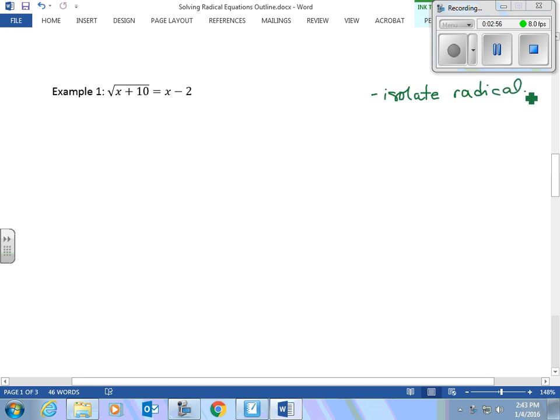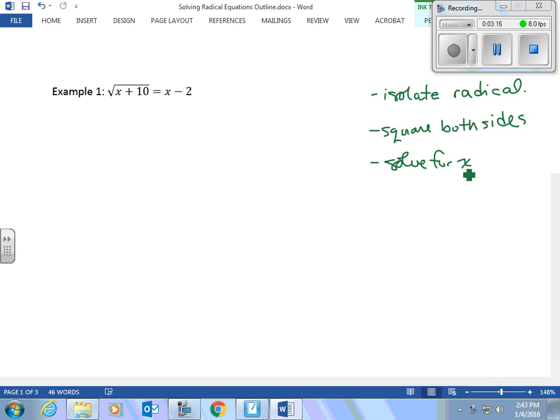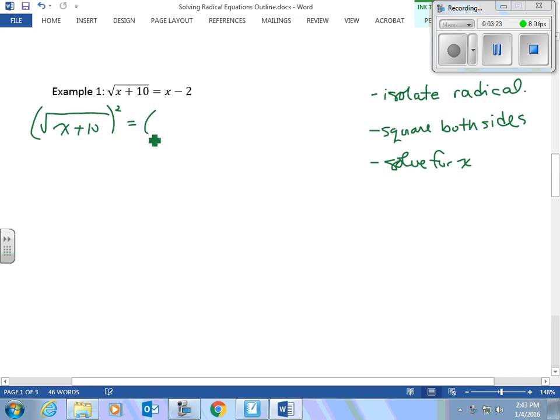Then we will square both sides of the equation. And then we'll solve for x. And if necessary, we will repeat. So let's take a look at this example. If I have the square root of x plus 10, and I square it, and x minus 2, and I square it, so I'm squaring both sides of the equation.